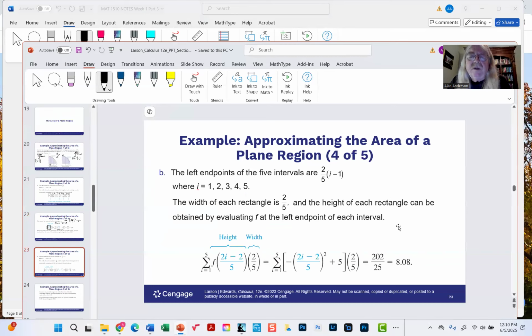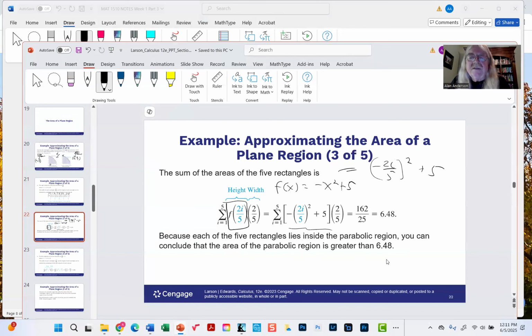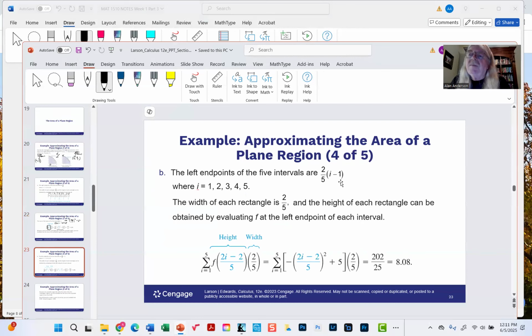For the left-hand points, the height of the rectangles is, in this first case, 0, then it goes to 2/5 and then 4/5. So they're going to write that as 2/5 times i minus 1. Okay, so in other words, for the first one, it's actually 0. So that's why it's different. So the two are slightly different. 2i over 5, 2i minus 2 over 5.